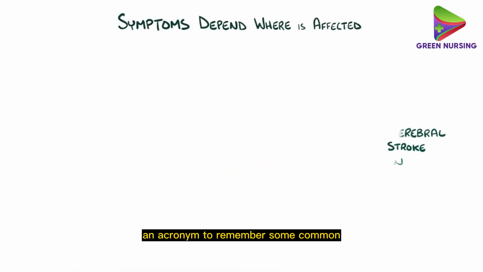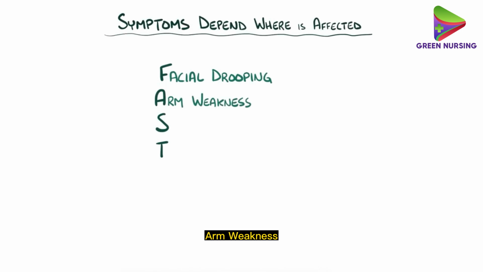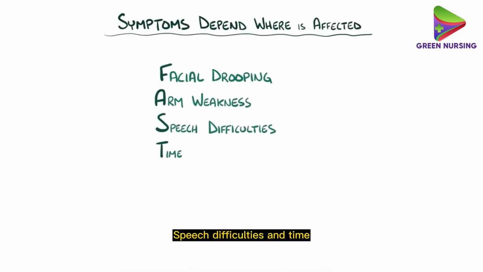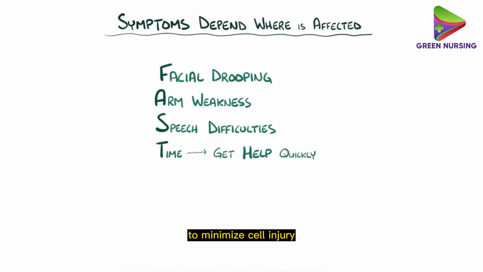An acronym to remember some common stroke symptoms is FAST: facial drooping, arm weakness, speech difficulties, and time. Time is obviously not a symptom, but just a reminder to help as quickly as possible to minimize cell injury and maximize the chance of a full recovery.